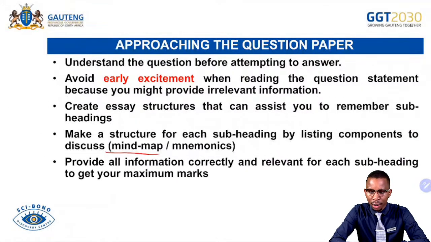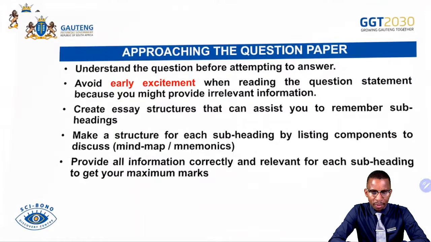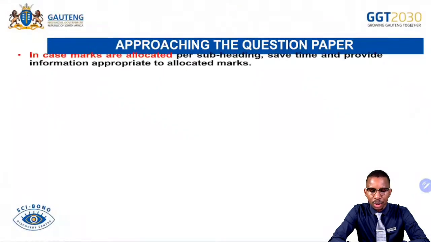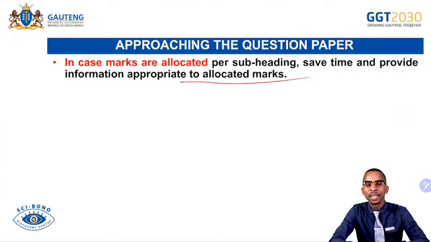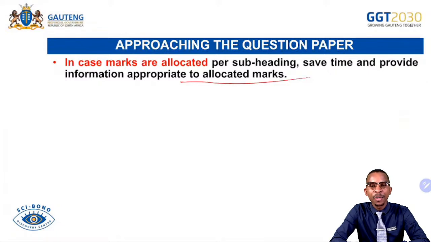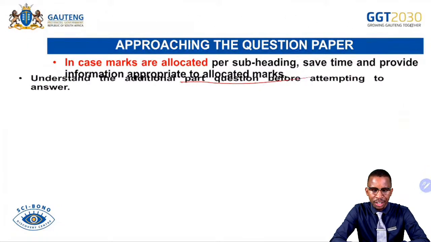Provide all information correct and relevant for each subheading to get maximum marks. You just provide information, then you also look at time, and then you look at the mark allocation per that subheading. We continue with approaching the question paper. In case marks are allocated per subheading, save time and provide information appropriate to allocated marks. For instance, let's say the subheading is for 8 marks, then you cannot simply write a full page for 8 marks. It is very important to be smart and look at mark allocation.